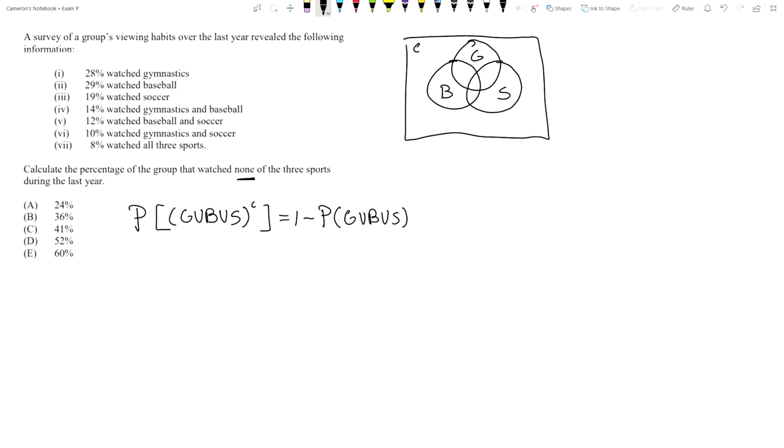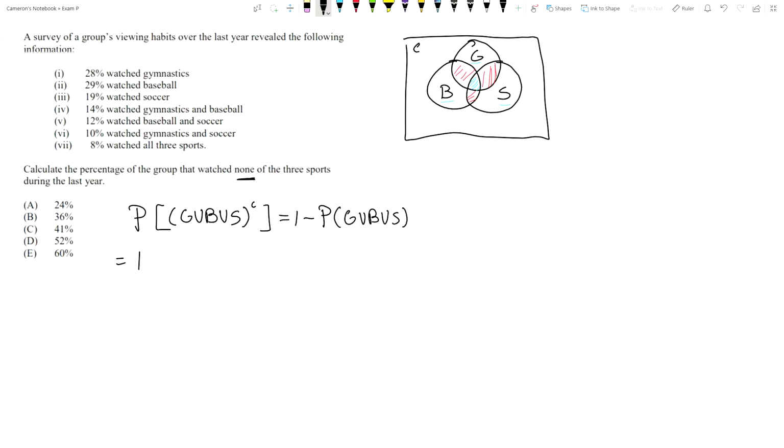So how do we break up this union? First thing we're going to do is sum up the probability that someone watched each individual sport. Now because there's some overlap, we're going to have to minus out all the intersections here between the sports. And because we minused out the middle too many times, we're going to have to add that guy back in at the end.